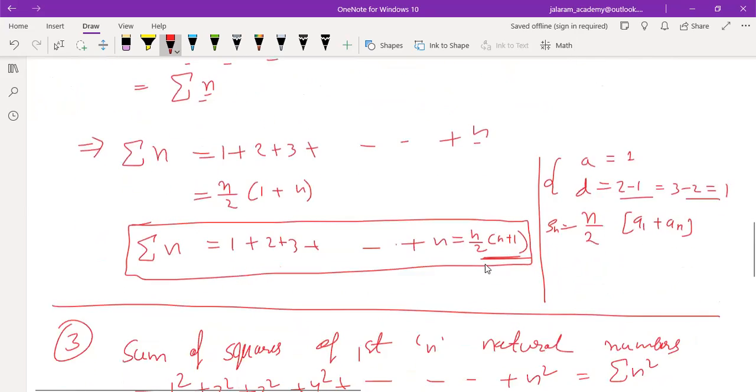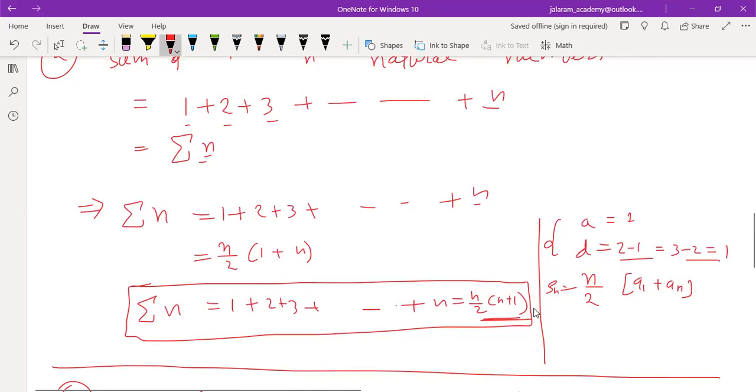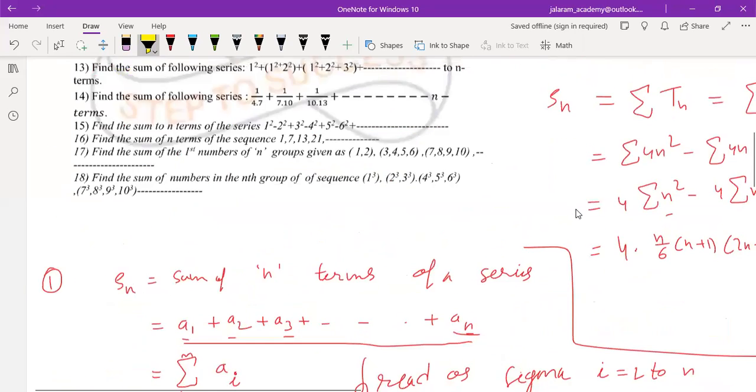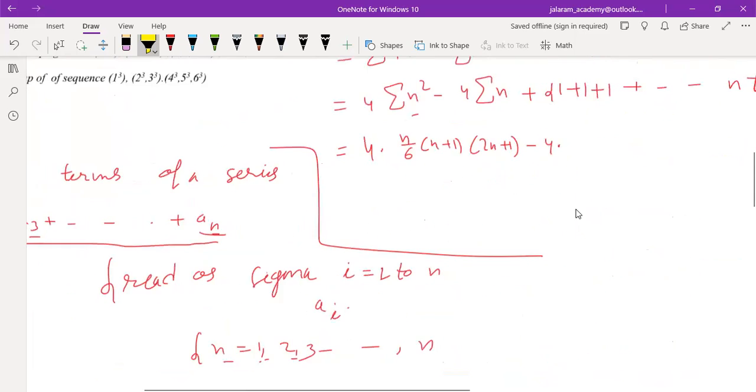The formula for sigma n also we have calculated. It is n by 2 into n plus 1. Look at this: sigma n equals n by 2 into n plus 1, and its meaning is the sum of the first n natural numbers. Okay.